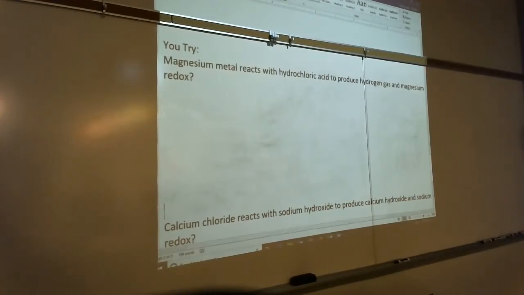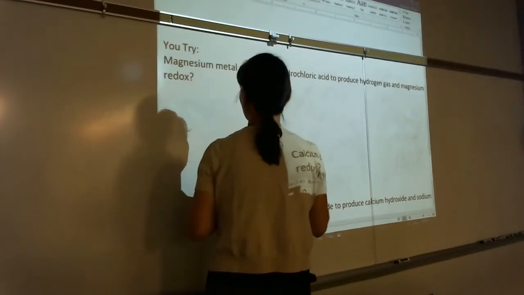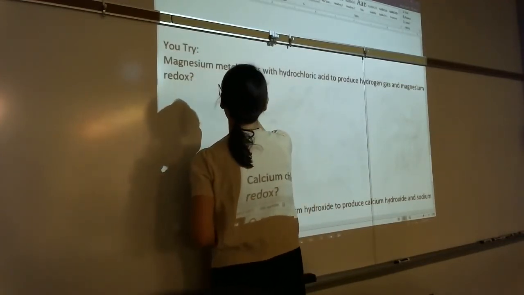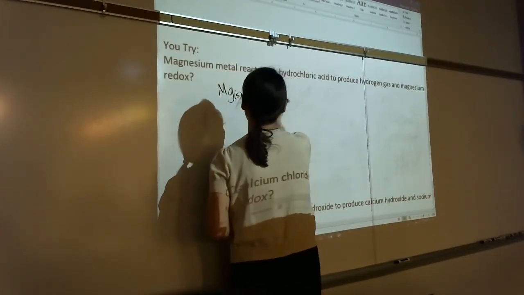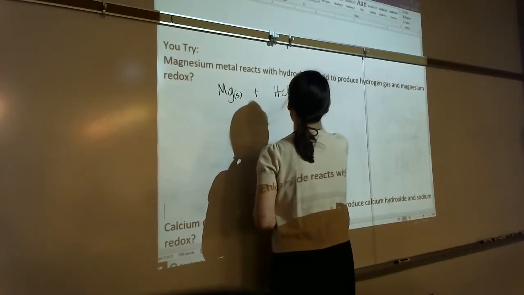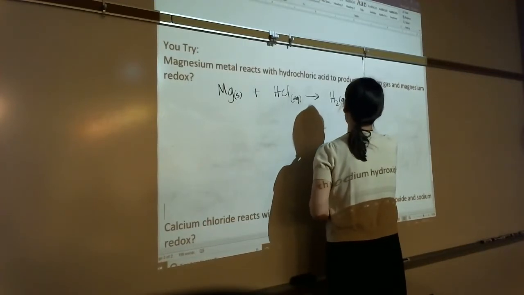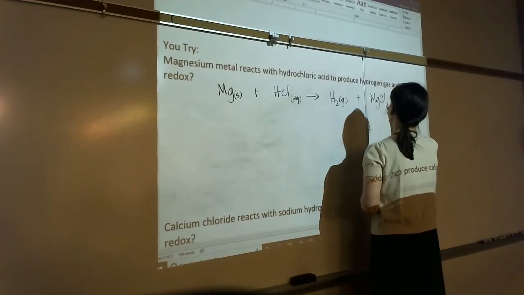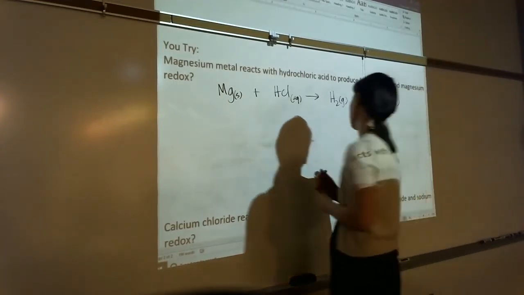Magnesium metal reacts with hydrochloric acid to produce hydrogen gas and magnesium chloride. Is this redox? Magnesium metal reacts with hydrochloric acid. What's the formula there? HCl, to produce hydrogen gas and magnesium chloride. We want to know, is this redox?